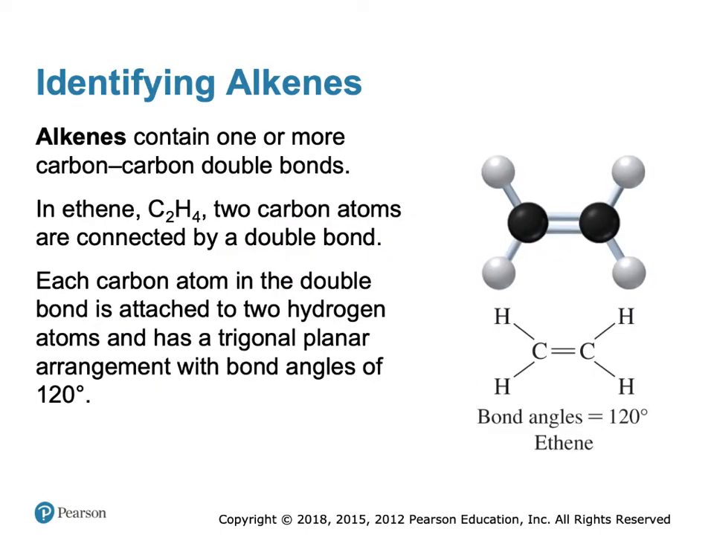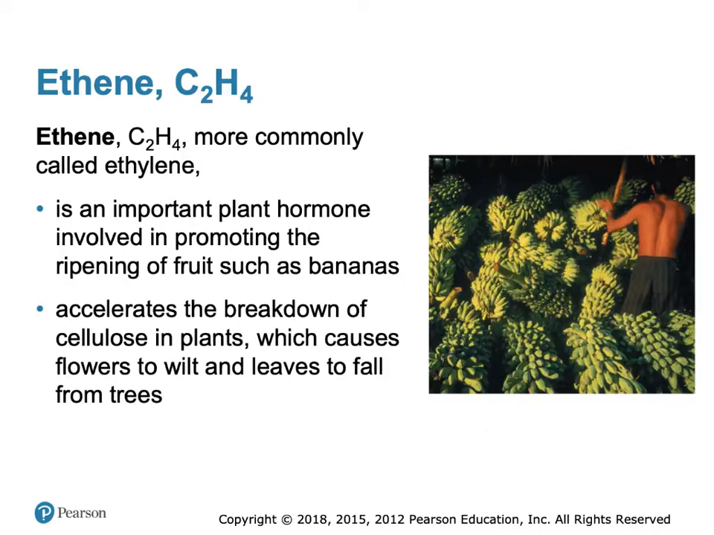As I said in the previous slide, alkenes contain one or more carbon-carbon double bonds. A double bond is depicted as two lines between the carbons. In ethene, two carbon atoms are connected by a double bond. Each carbon atom in the double bond is attached to two hydrogens. There is a trigonal planar arrangement of atoms, and the bond angle is 120 degrees. Compounds containing carbon-carbon double bonds are especially widespread in nature.